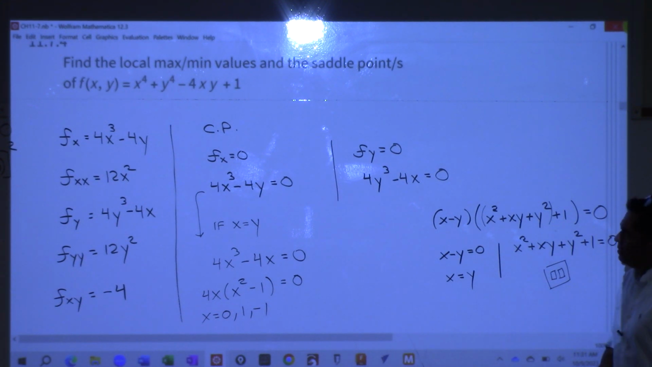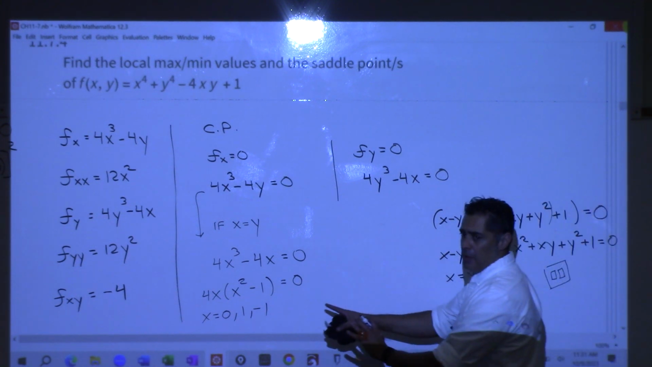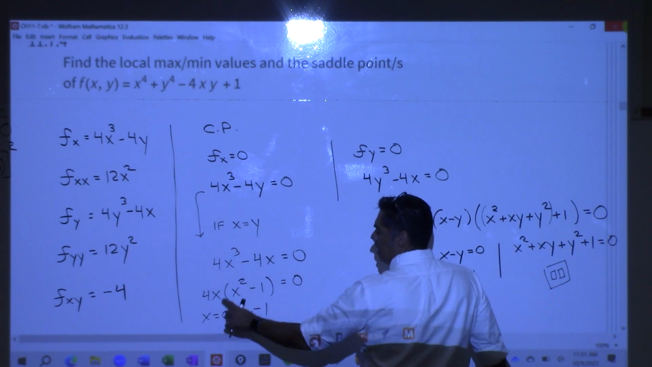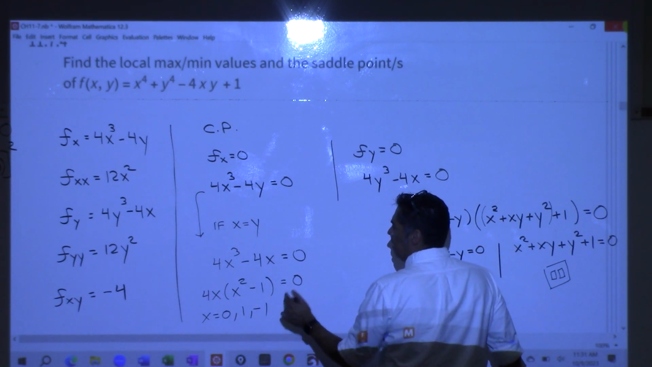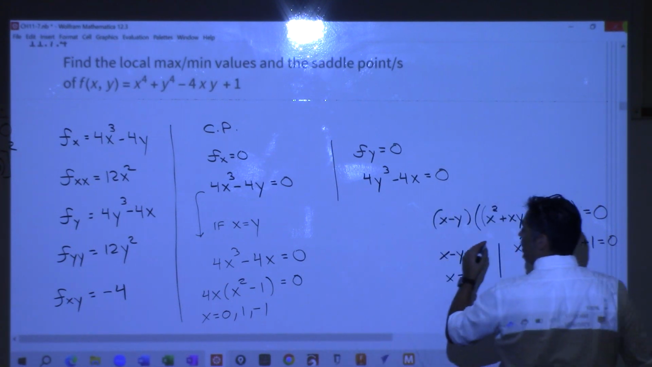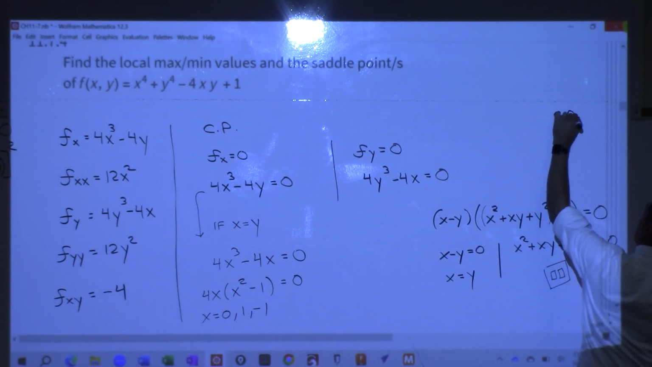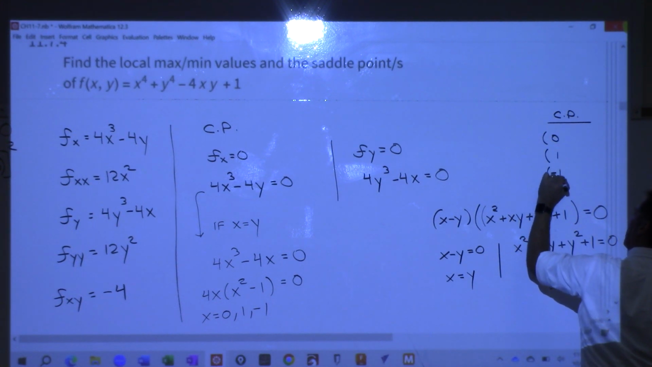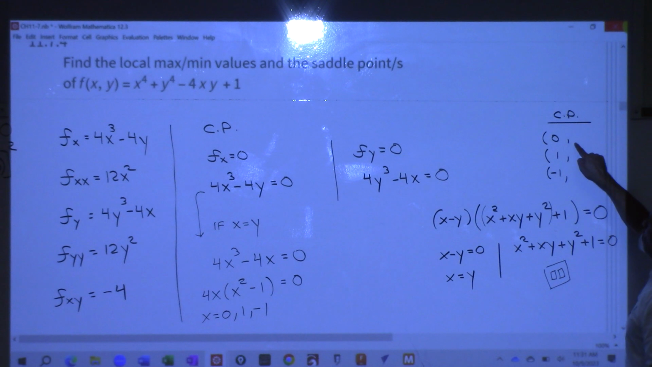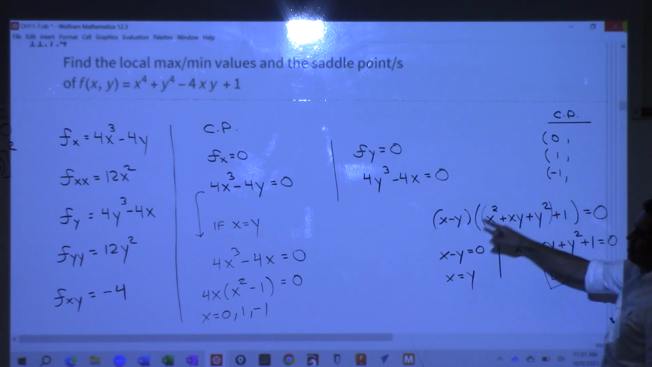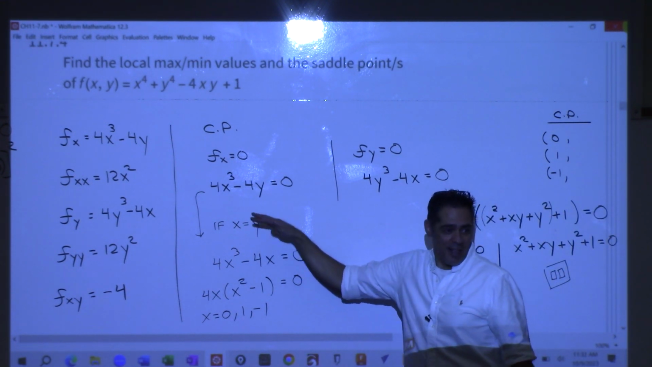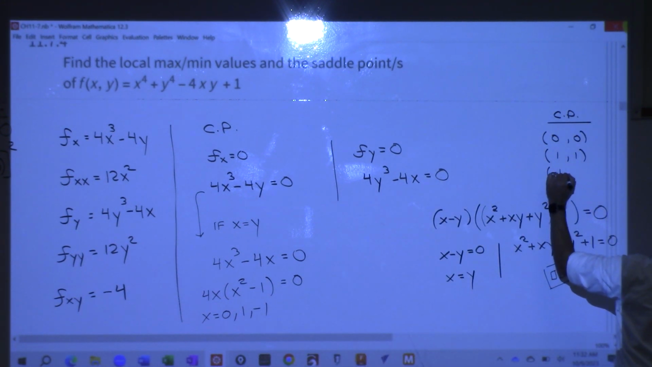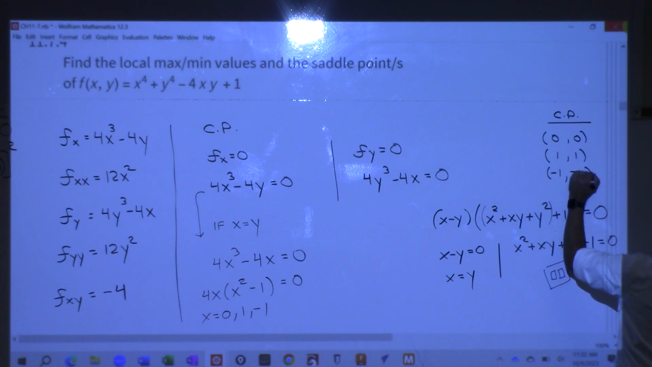So continuing, you all right with this? If x is equal to y, then x must be 0, 1, or negative 1. We have 3 critical points so far. Our critical points are: if x is 0, if x is 1, and x is negative 1. If x is 0, what's y? 0, because we said that whatever x is, y is, right? That's the condition we're under. So if x is 0, y is 0. If x is 1, y is 1. And if x is negative 1, y is negative 1.